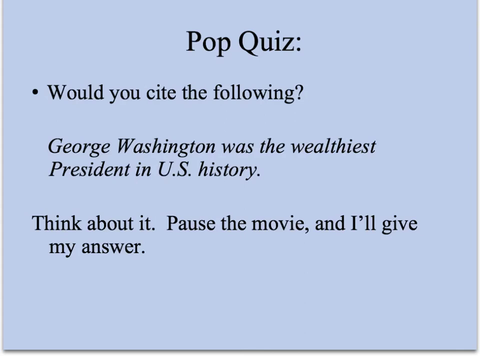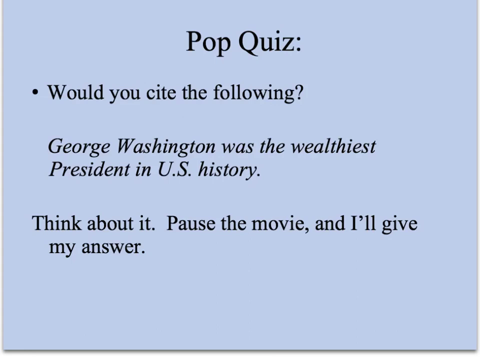I would cite this information because in all likelihood this information is open to interpretation, which means that it's probably somebody else's idea. In other words, was George Washington the wealthiest president compared to other people living at the time he did? Are you saying, or is your source saying, that George Washington was the wealthiest president in U.S. history compared to all other presidents, which is also true in relative terms? I think this is the kind of gray area where you're safer to cite the source of this information than to assume incorrectly that this is common knowledge.